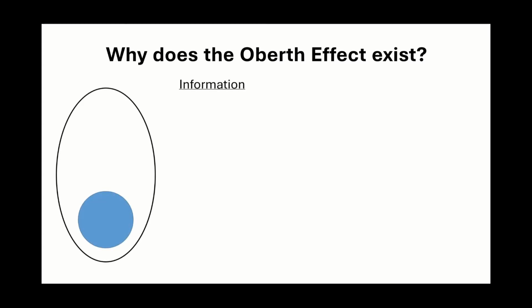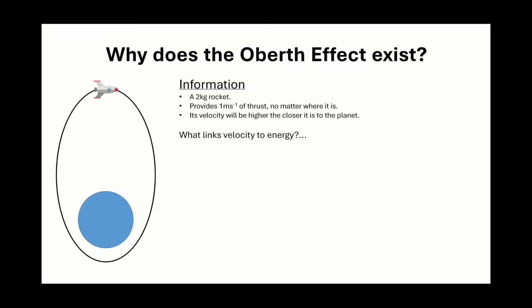Let's say we have a scenario here. We have a rocket that weighs 2 kilograms. Now, it provides 1 meter per second of thrust anywhere it is. From the last slide, we can prove that is true. Now, from the second rule, its velocity will be higher the closer it is to the planet. So what links velocity to energy? Kinetic energy, E equals half mv squared.